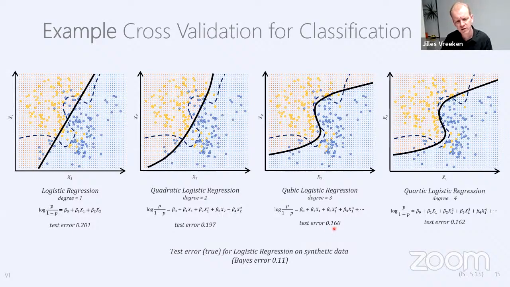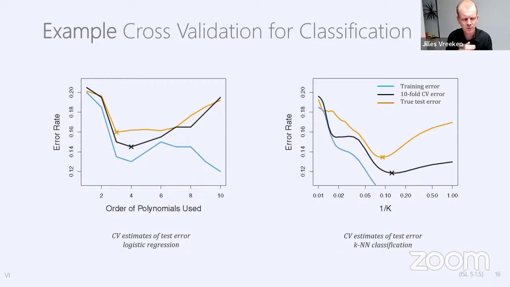If we compare this test error to the true test error, which we know because this data is synthetic, and that's why we can determine the Bayes optimal decision line, and then we can see what error that would give. That will be 0.11. So we're still a bit off, but it's much better than just a linear fit in this particular case. Okay, good. Now let's continue.